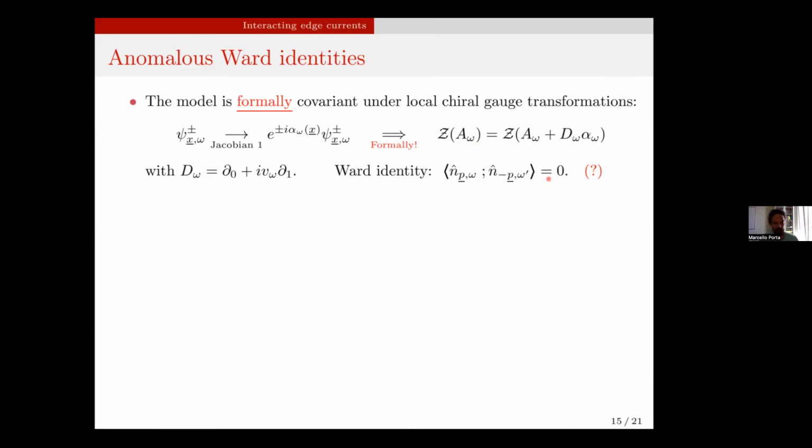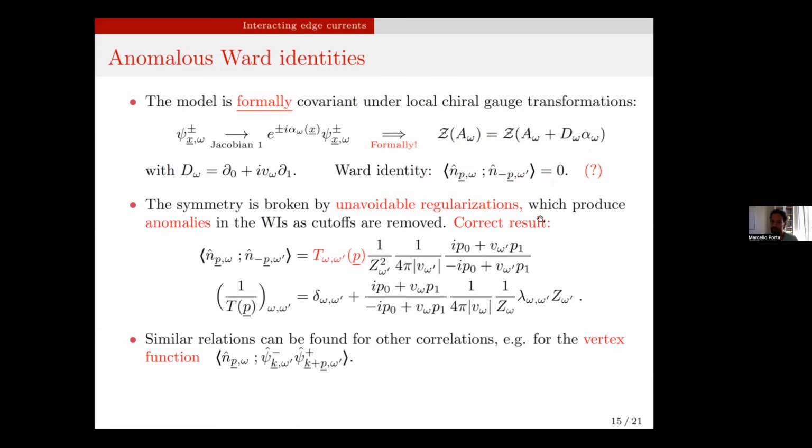So instead, the point is that everything has to be defined by introducing regularizations, let's say a momentum cutoff. The consequence is that this implication is no longer true. There is another implication, a more involved one, that follows from this symmetry. You no longer have that the density correlation function is 0, but it's a rather involved function of the momenta. Okay, so this is much more involved than this.